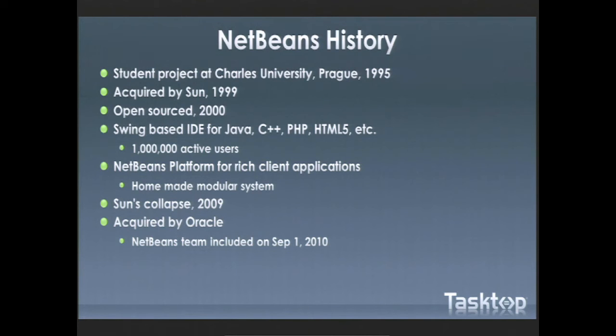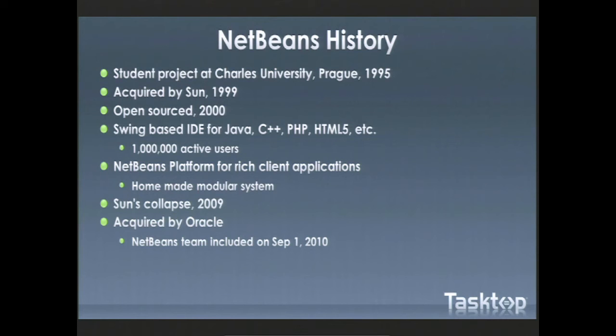Part of the platform was also a modular system. It's a homemade modular system, which we developed in the course of the years. And it is very similar to OSGi. It stores additional information about exported packages. We call it public packages. In manifests, it stores dependencies between different modules. Sort of similar system.